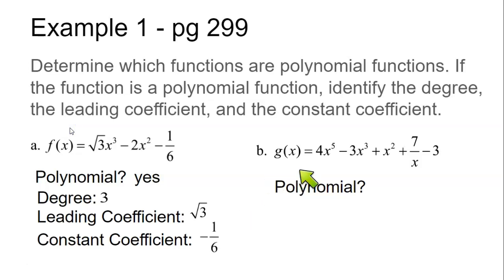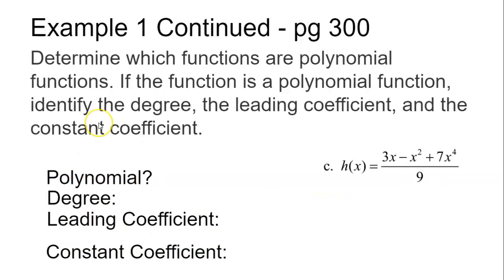So what about part B? Part B has this expression, and we would like to determine if it's a polynomial function. Does it meet the criteria we talked about earlier? No, it does not. Because it's not a polynomial function, then we don't have to worry about degree, leading coefficient, or constant coefficient. Here, 7 divided by x is the same as 7 times x to the negative first power, and so that makes it not a polynomial function.